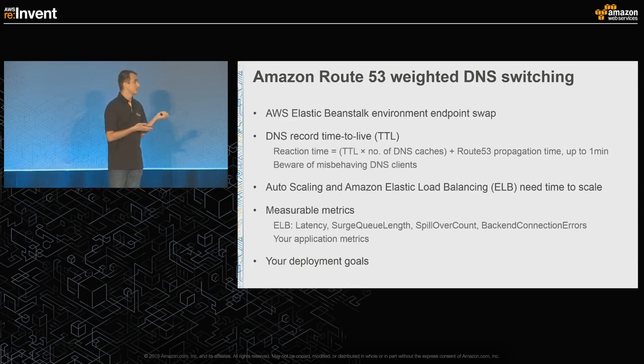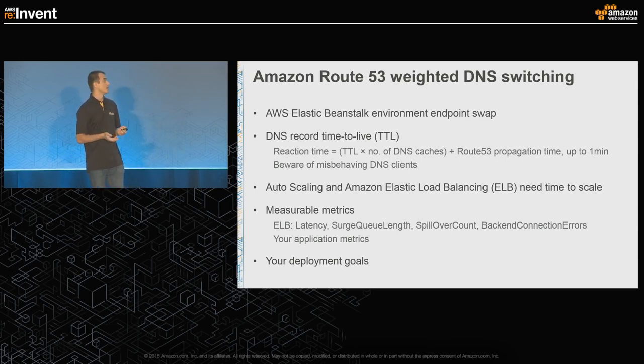Now, we talked about Elastic Beanstalk. It has a very simple swap environment feature where you just flip the DNS endpoints. It's simple, but it's all or nothing, right? It doesn't give you the sort of canary analysis ability or the ability to control the traffic very well, right? So what we want to do instead is use Amazon Route 53 weighted DNS switching. And at that point, we can have granular control over our traffic switch.